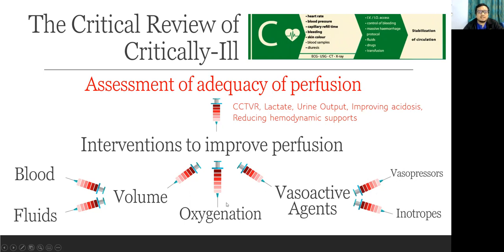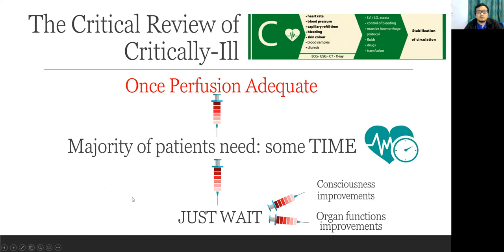Okay, oxygenation, you can adjust the ventilator setting according to the requirement, increasing the oxygenation support. And for the volume, once HB is okay, then you have to give fluid. You can assess for fluid responsiveness if the perfusion is not adequate. Once perfusion is adequate, majority of these patients just need some time. Just have to wait.